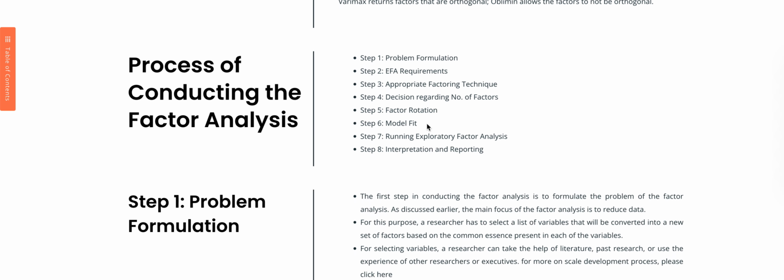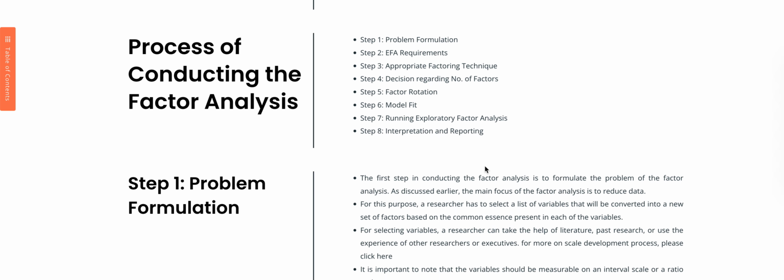Let's talk about the process of conducting the factor analysis. There are 8 steps. Number 1, problem formulation. When conducting the factor analysis, researchers first look at the problem formulation and then EFA requirements. After that, the appropriate factor technique. Researchers decide which technique will be suitable according to their data and their research. Then the decision regarding number of factors, factor rotation, model fit, running the EFA analysis, interpretation and reporting.